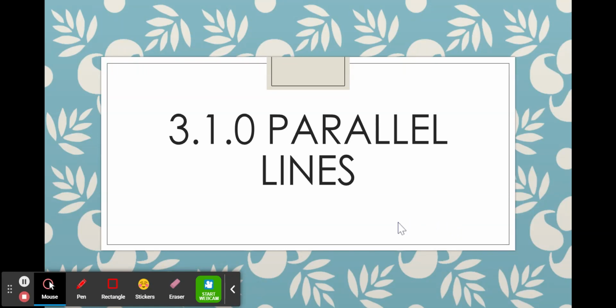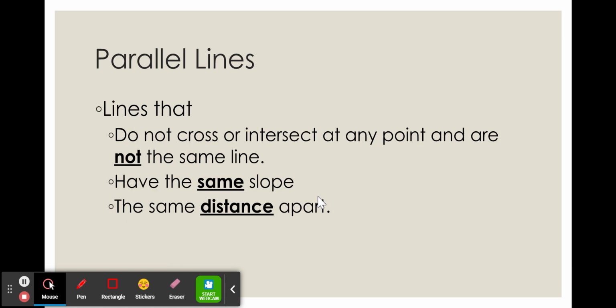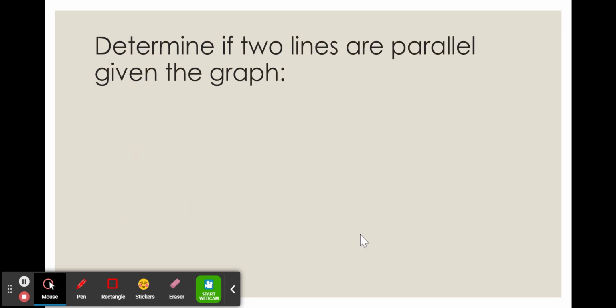Okay, we're going to go over a lesson on parallel lines. Parallel lines are lines that do not cross or intersect at any point and are not the same line. They have the same slope and they're the same distance apart.